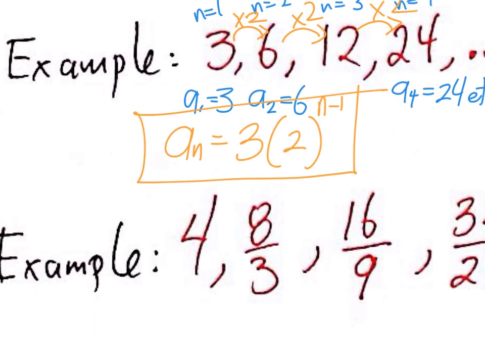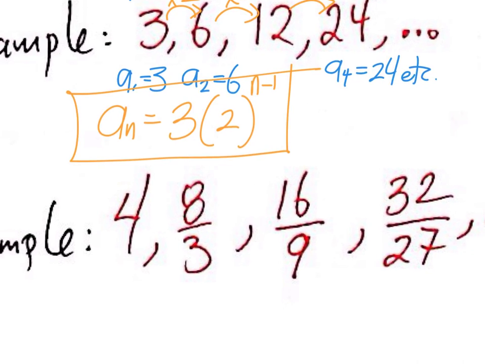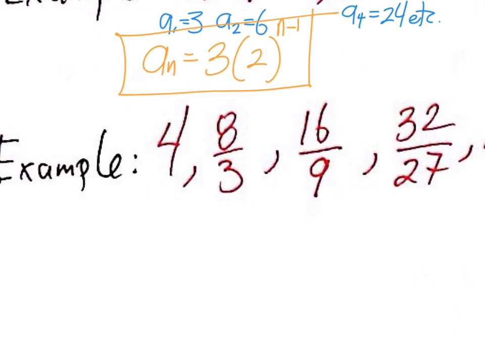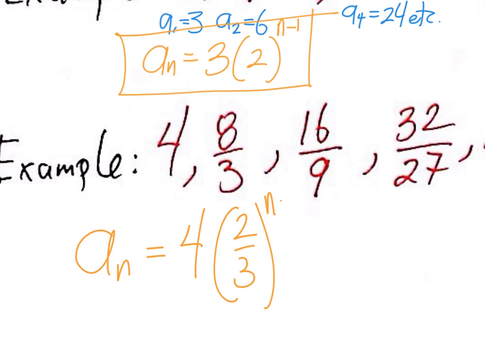Okay, so same thing, we're trying to find an explicit formula. This is our example from previously. And we could say that the term will be the value of the first term, times the common ratio, and our common ratio is 2/3, to the n minus 1.